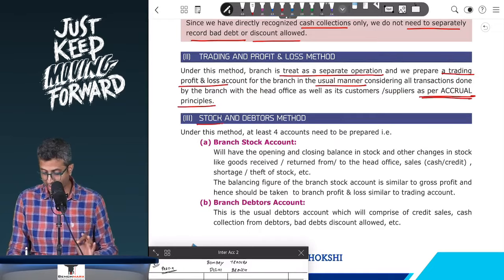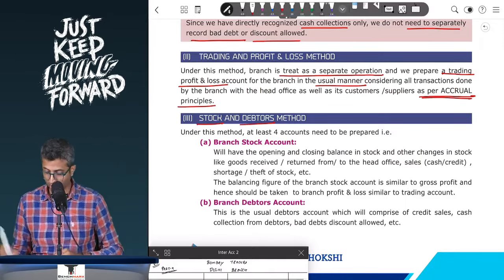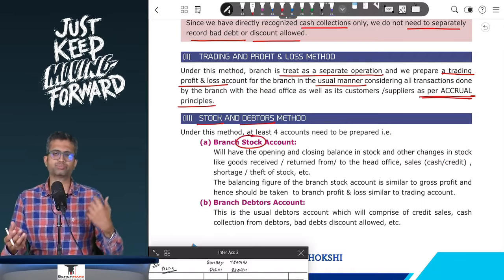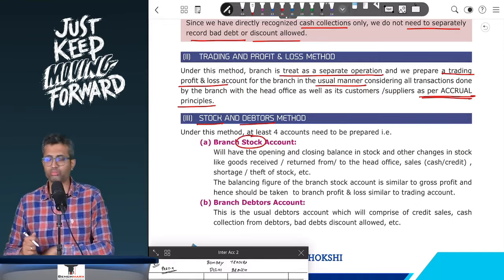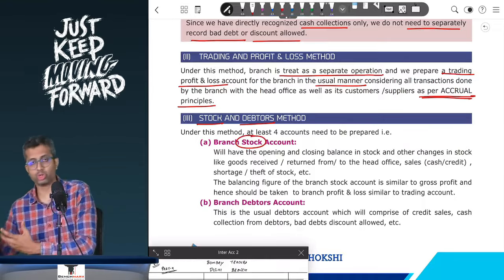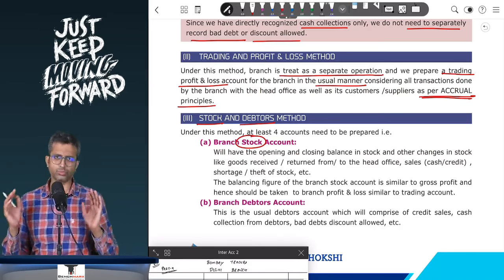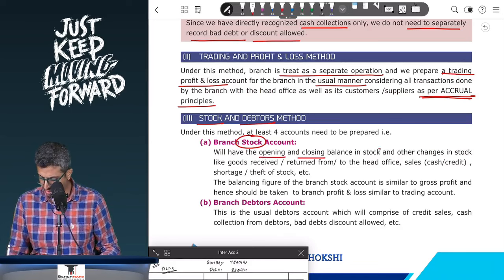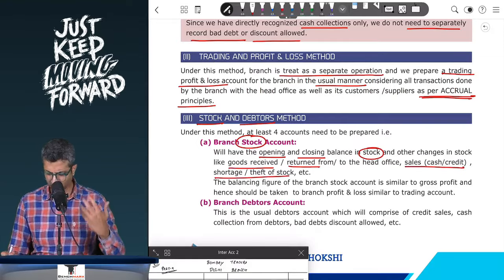Now, when you look at the stock and debtors method in a usual question, you'll prepare multiple accounts like the branch stock account. In the branch stock account, you'll have the opening stock, then all the movements in stock like goods received from the head office, goods sold or sent to the customers, goods returned, or if there is a wastage, all of this will come over here. So this will have an opening and closing balance, which is the stock account. Any changes in stock on account of goods received, returned, or even sales, shortage, etc. will be recorded over here.